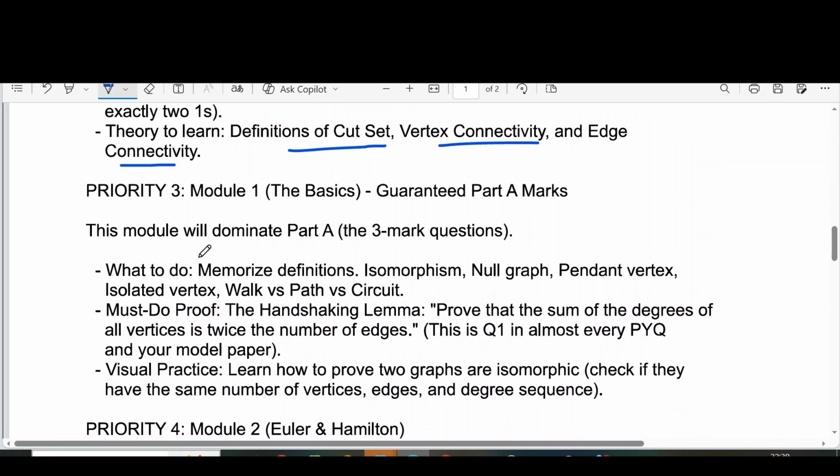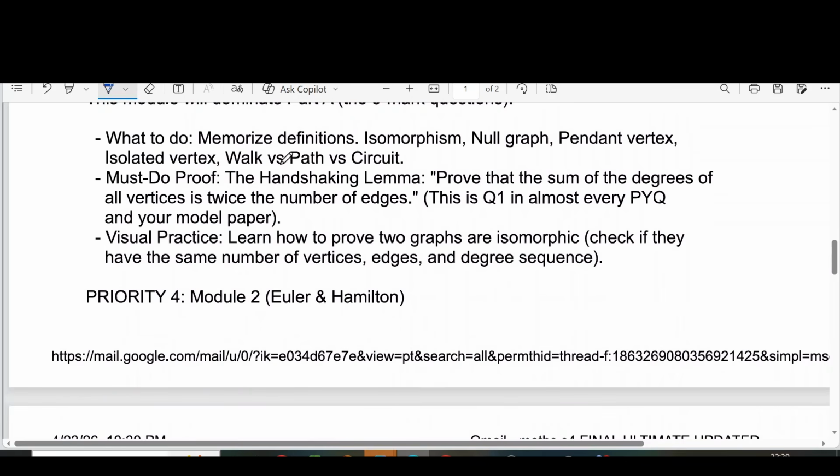Third priority is for module 1. From this, you have to memorize the definitions: isomorphism, null graph, pendant vertex, isolated vertex, walk versus path versus circuit. And the must-do proof from this is the handshaking lemma. Prove that the sum of the degrees of all vertices is twice the number of edges. Then learn how to prove two graphs are isomorphic.